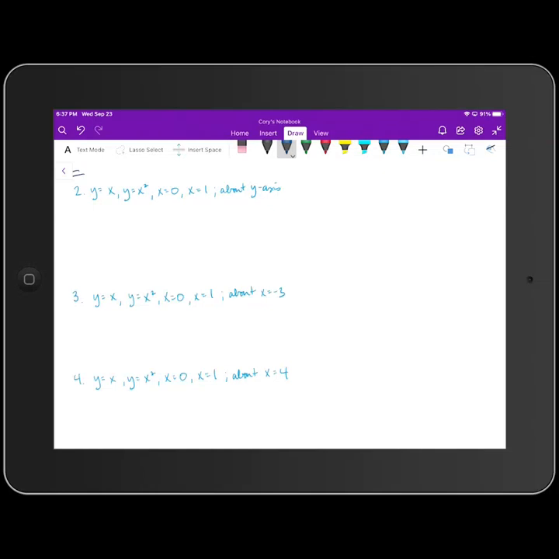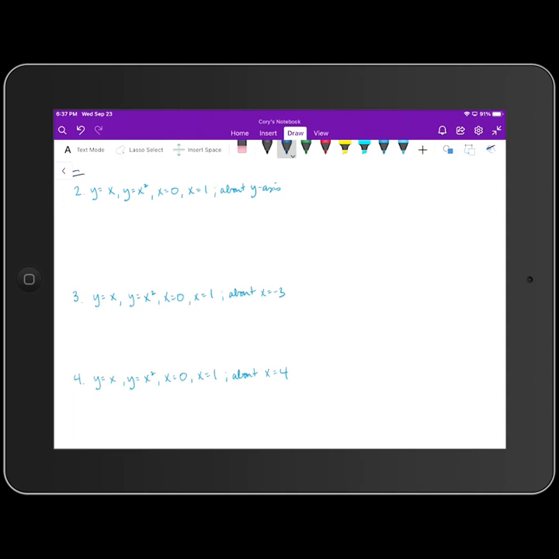Okay, so we are going to finish off our lesson on volumes. I've got several examples that I want to work through. The first three that we're going to look at are a continuation from where we left off in class. So we're going to take a look at volumes using the cylindrical shells method.